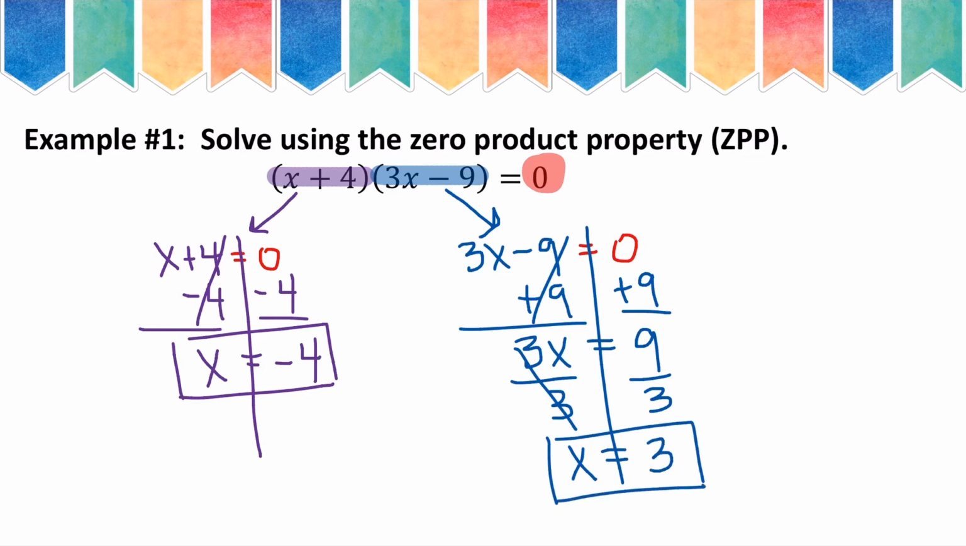So in this situation, we do have two possible answers. x could equal negative 4 as one of my possible answers, and x could equal 3. We have two possible answers. Let's try another example.